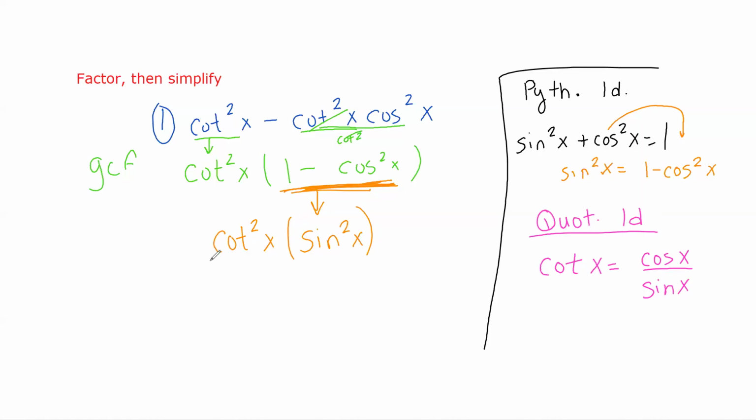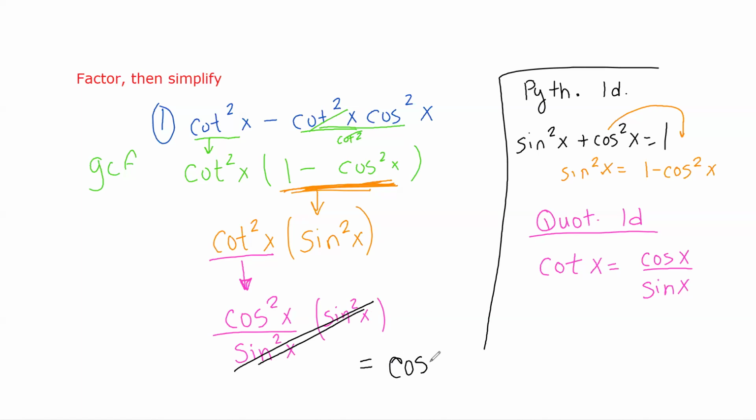We don't have cotan though, we have cotan squared. That's okay. Just make them both squared. So this will be cos squared over sine squared. And then we're still timesing sine squared. And then lastly, these can cross cancel, giving us a final answer on this one of cosine squared of x. We factored out a GCF and then we used a couple different identities to simplify.